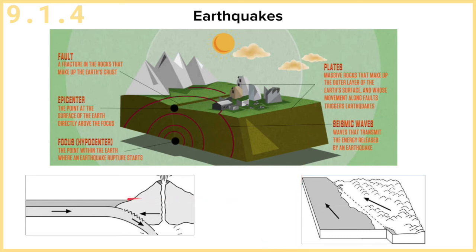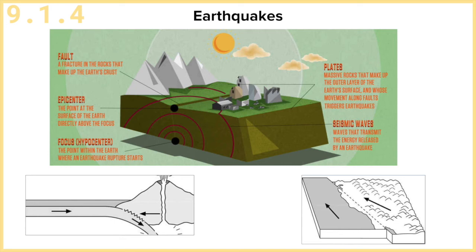They can happen at destructive boundaries and they can also happen at conservative boundaries. And they happen because of the interaction between two plates, the friction as they try to move past each other. And there are a few key points that we need to understand around earthquakes.